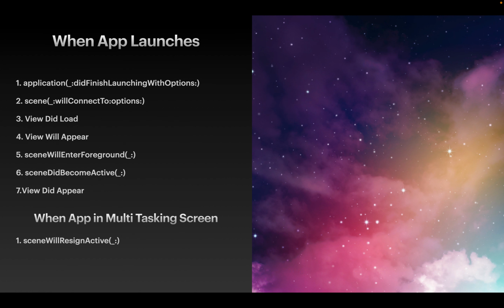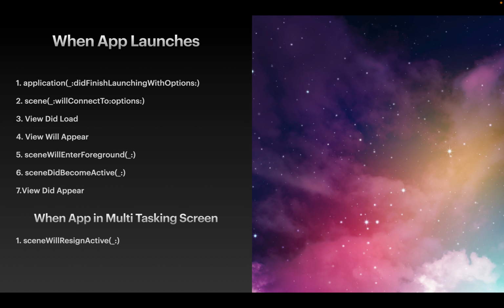So I have listed what happens when we launch an application, so these are the methods that will be called automatically. The first one will be application did finish launching. Second one will be the scene. Third, as you have studied in the view controller lifecycle, that is view did load, and then view will appear, scene will enter foreground. So these are the 1 to 7 I have written here, right? These are the things that will happen in the order I have listed here. So when we open the application, these 7 things will be happening. After the view did appear, it will stop.